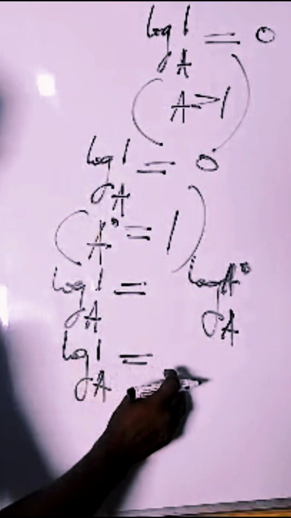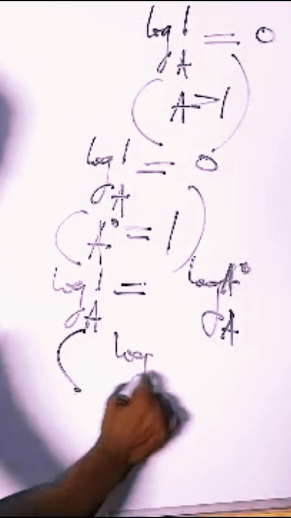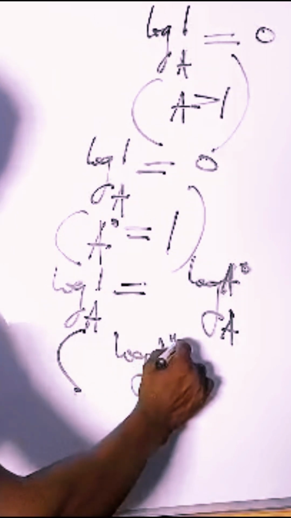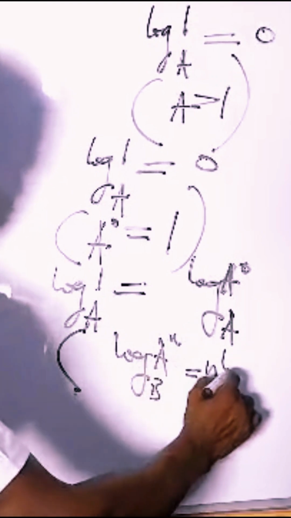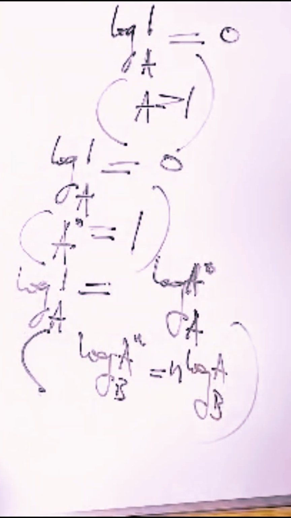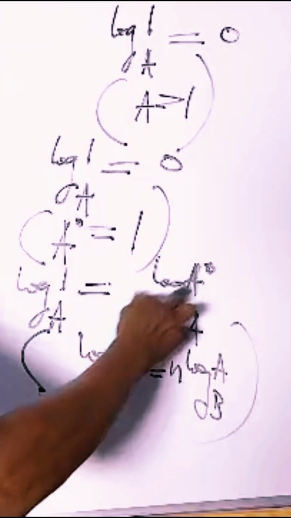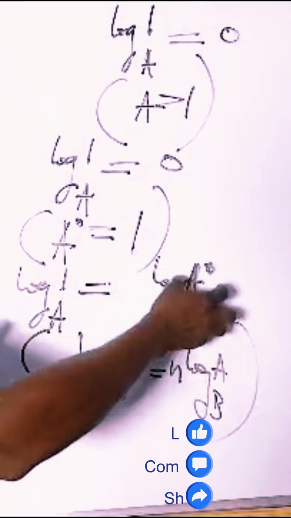Let us recall that the log of A raised to power n to base B is as good as this n multiplying the log of A to base B. So if that is true, it means that in the log of A raised to power 0, the 0 will come to the front and act as a multiple to the log.